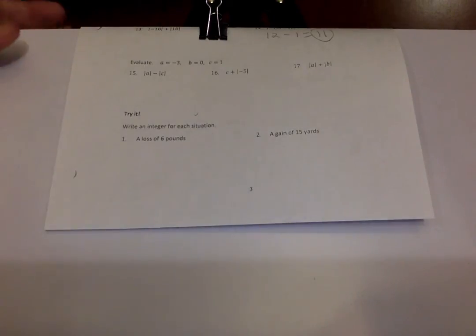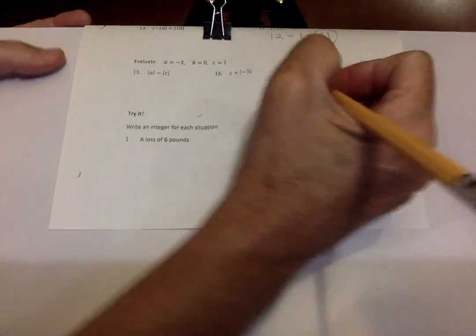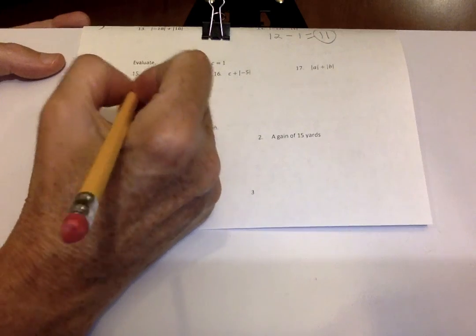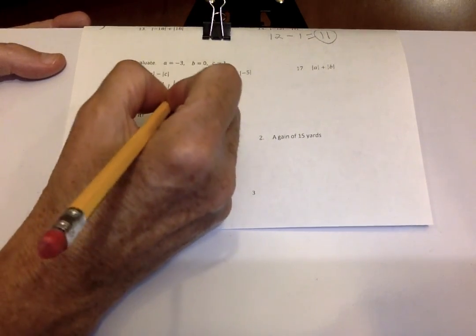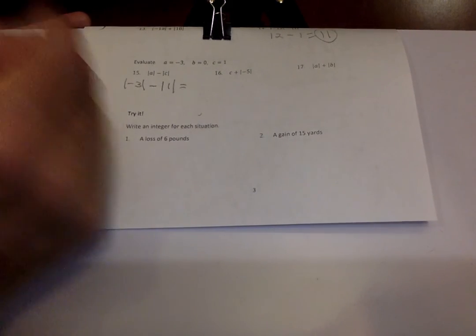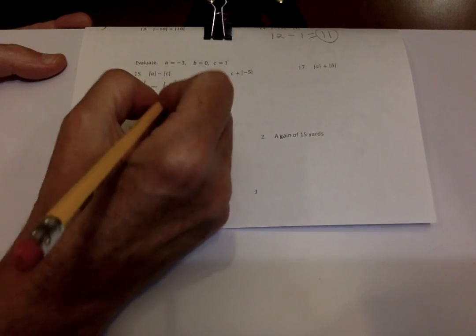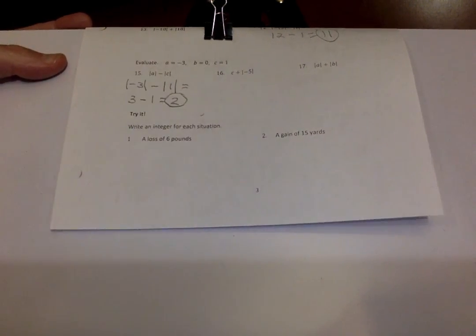Okay. Evaluate. If A is negative 3, B is 0, and C is 1. Okay. I'm going to go ahead and do 17. Actually, I'll do 15. Absolute value of A, which is negative 3, minus absolute value of C, which is 1. And again, I want to see you writing these out. Otherwise, it's not showing work and you wouldn't get any credit for it. So absolute value of negative 3 is 3, minus absolute value of 1. And I'm done with that.